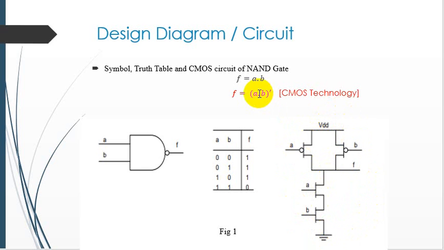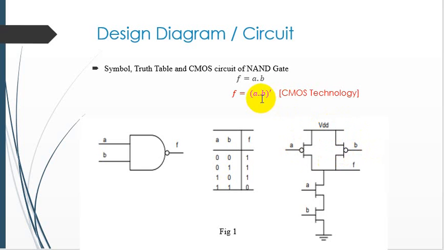So here is a dot. It means the PMOS are connected in a parallel combination. Here it's very clear that these two PMOSes are in parallel, and their drains are connected with the VDD.